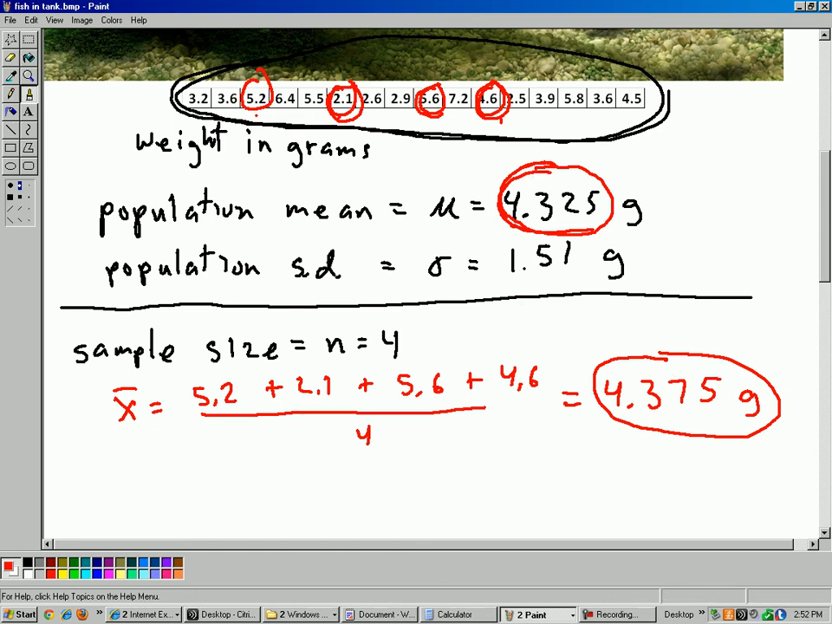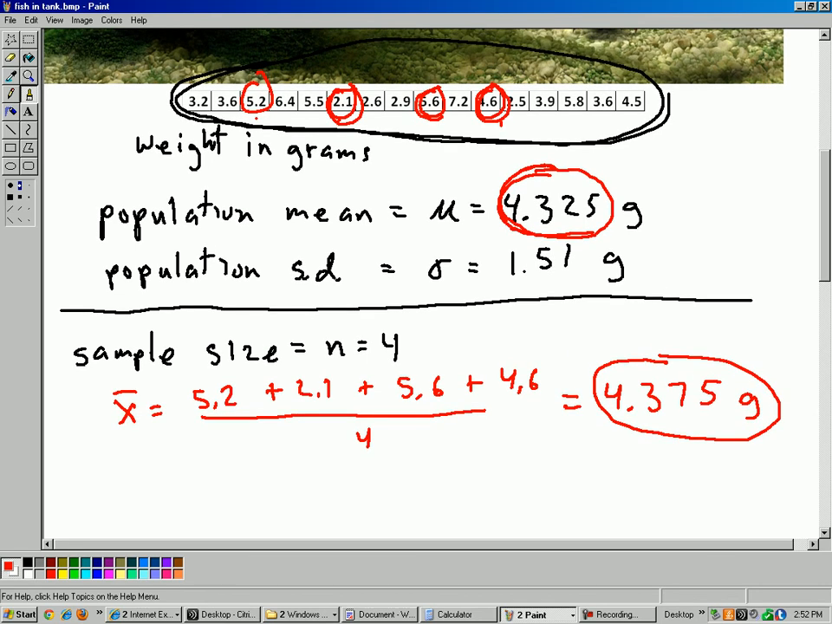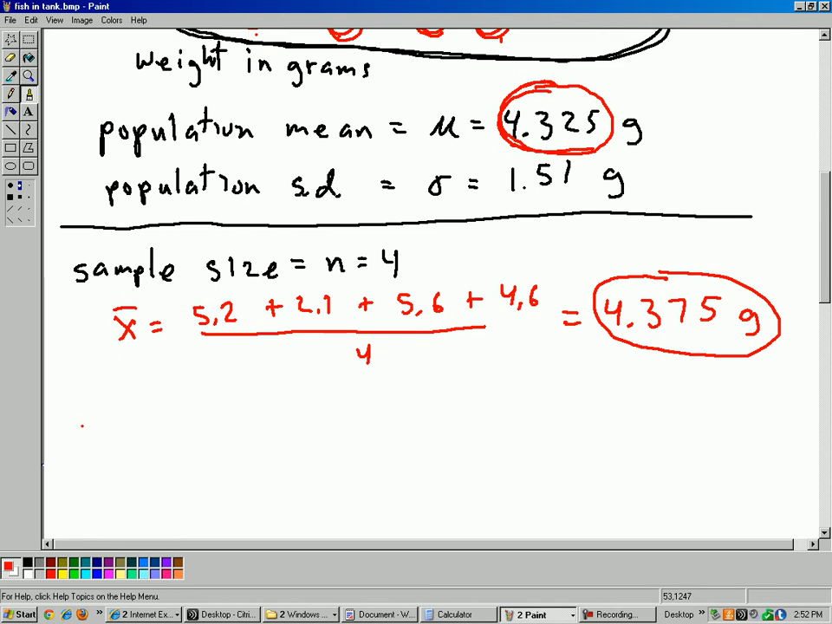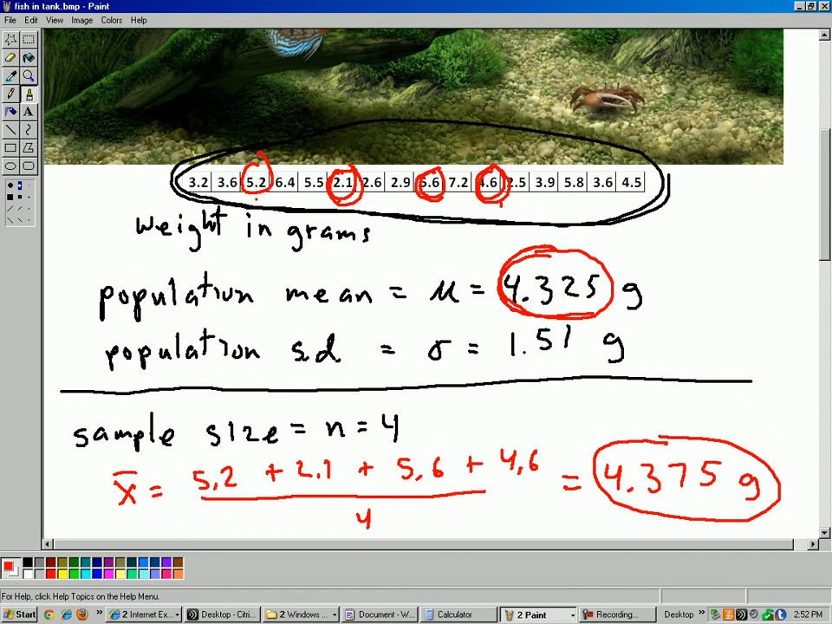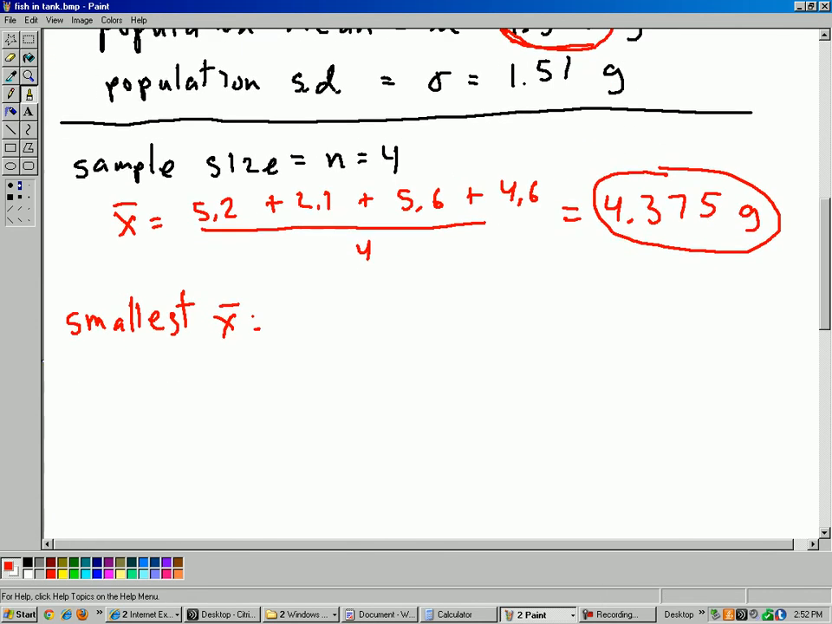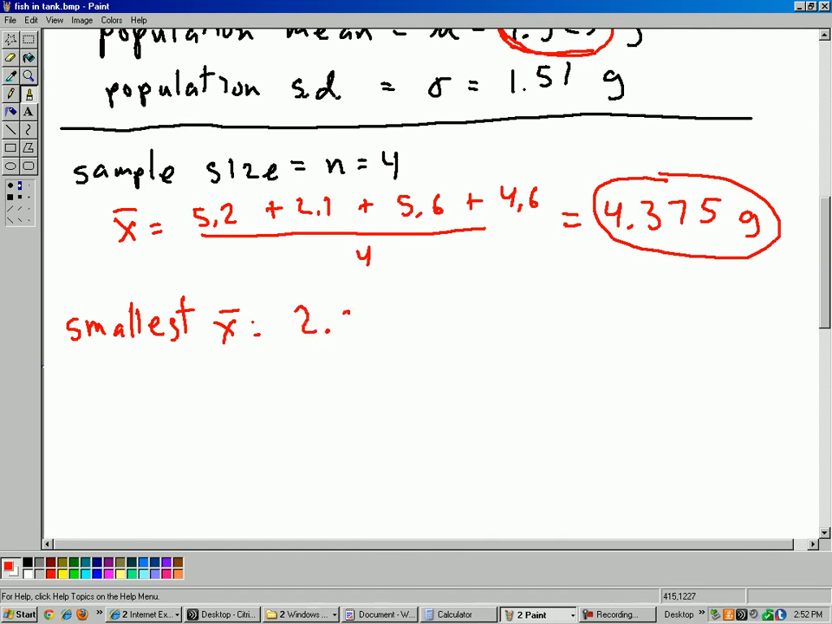Now, let's look at the distribution of all possible x bars. What is the smallest possible x bar that I could get here? Let's take a look at our population. If I just by luck happen to get the fish that weighed 2.1 grams and 2.6 and 2.9 and 2.5, the four smallest fish, then my sample mean would be 2 point something. I'm not going to actually calculate it, but that is the smallest sample mean we could ever possibly get.